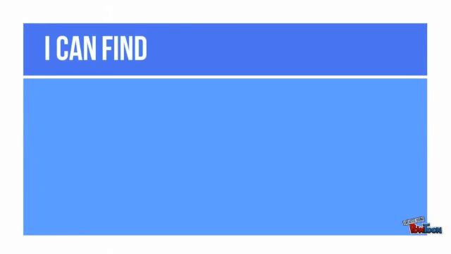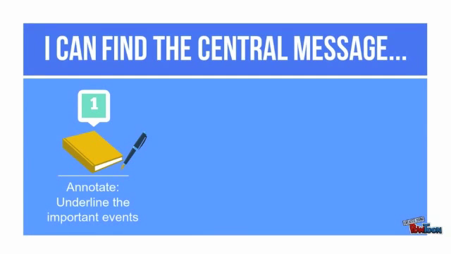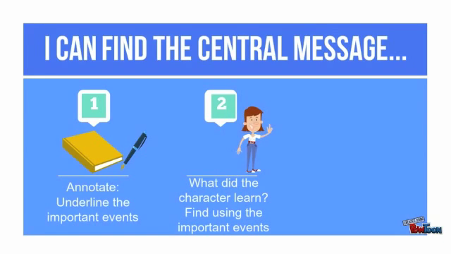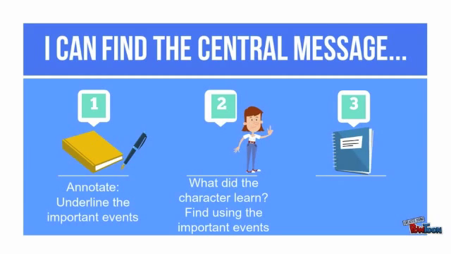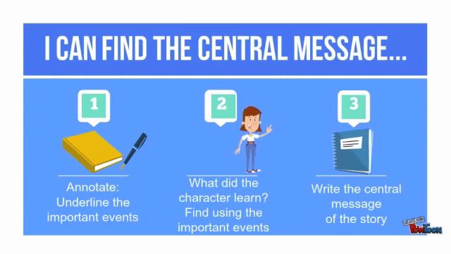First, you need to annotate the text. Underline the important events in the story. Then ask yourself, what did the character learn? Use the important events that you underlined to support your answer. Last, write the big idea or central message of the story. What is the author trying to tell the reader?